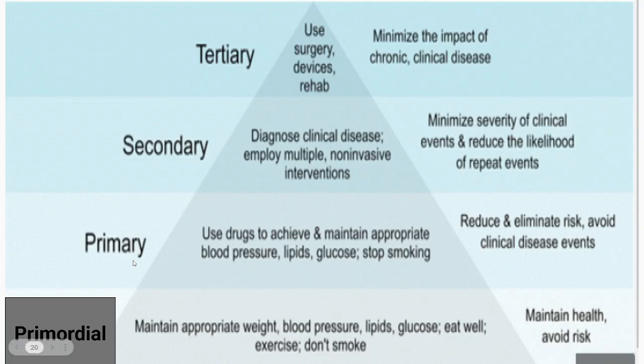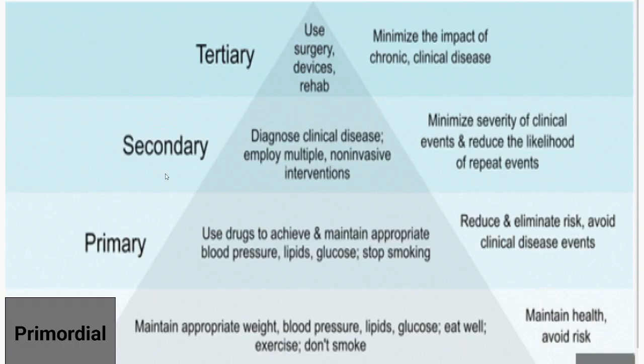Next level, primary prevention. Here we either reduce or completely eliminate the risk from our life, so that we can avoid these clinical conditions, also by using drugs. Like if the person's BP is going to rise, we need to use the drugs as early as possible, so that further BP rise can be prevented. Maintaining appropriate BP, lipids, glucose, and stopping smoking is mainly indicated.